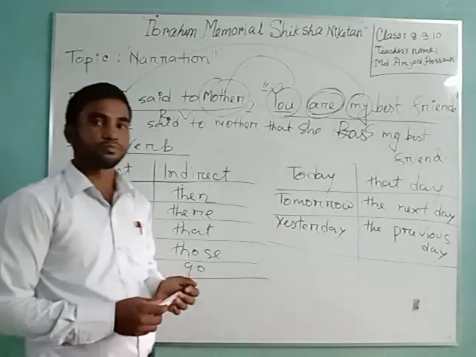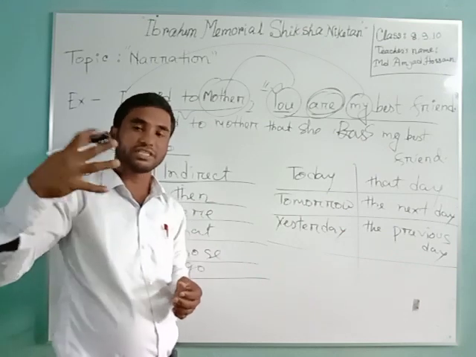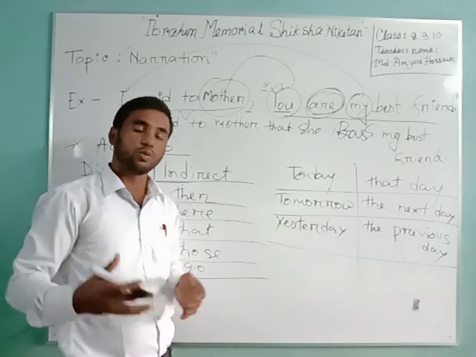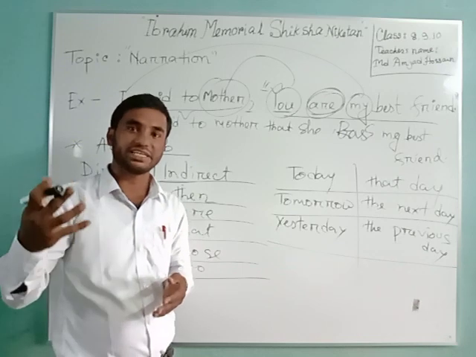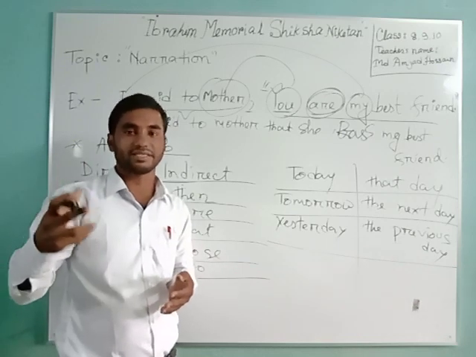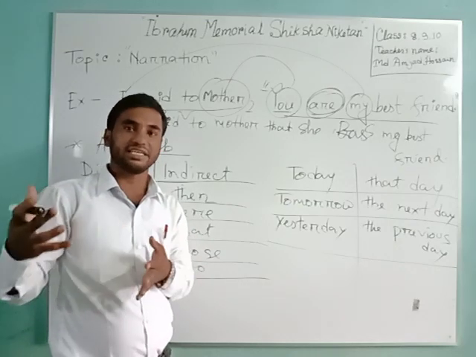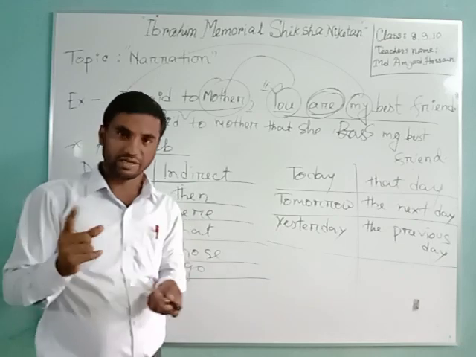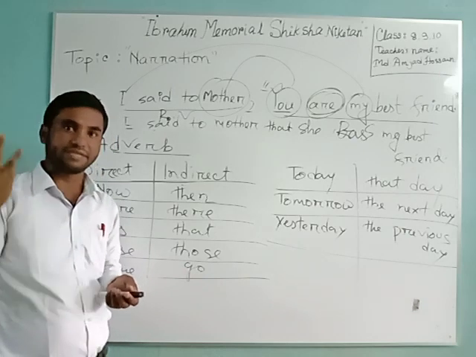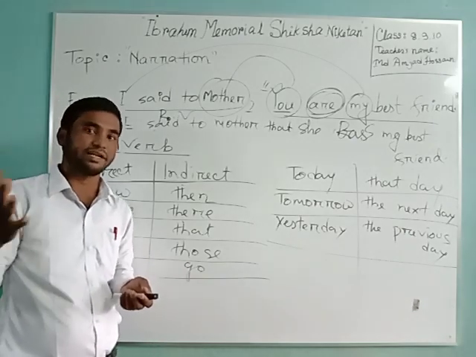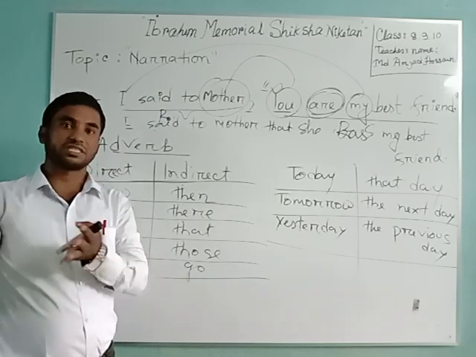So, we have to discuss sentence. Before going to discuss our narration, we have to discuss sentence. So, what is a sentence? We know that a sentence is a group of words which makes complete sense. This is called a sentence. We know that sentences are of five types. Number one, assertive sentence. Number two, interrogative sentence. Number three, imperative sentence. Number four, optative sentence. And five, exclamatory sentence.